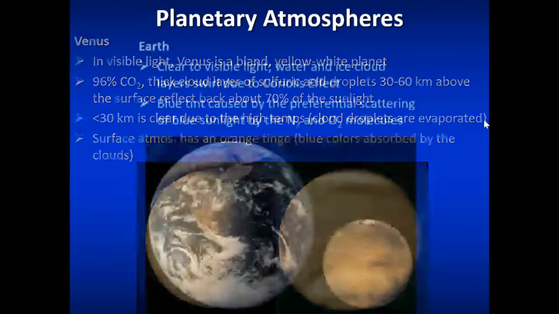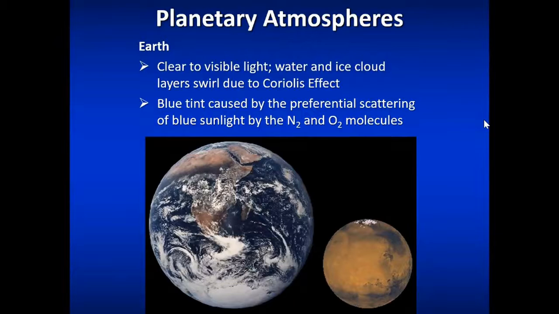But this is Venus. Of course, Earth is clear to visible light, so we can see down to the water and ice cloud layers that are swirling due to the Coriolis effect. The blue tint is caused by the preferential scattering of blue sunlight by the nitrogen and oxygen molecules in our atmosphere.